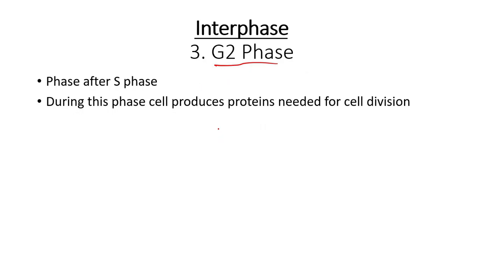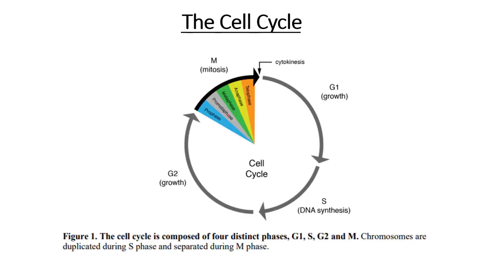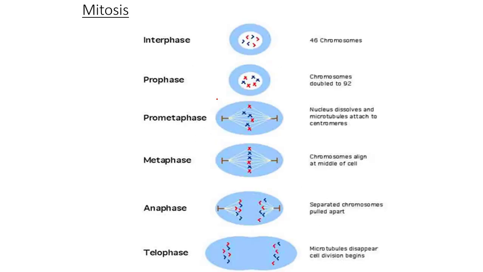This is when the cell decides, yes, we should definitely divide, and it's going to produce any proteins or enzymes that are needed for cell division. Now the cell's finished interphase, it's going to enter into mitosis. Mitosis has basically 5 steps, all right? So this image is showing you interphase, we had 46 chromosomes. After the S phase, we now have 92.